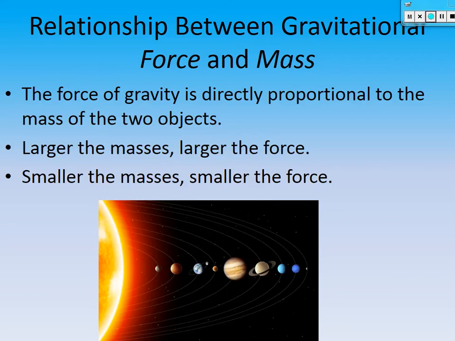The force of gravity is directly proportional to the mass of the two objects. Directly proportional, that just means as one goes up, the other one does what? Goes up. So as mass goes up, force of gravity goes up. The larger the masses, the larger the force. The smaller the masses, the smaller the force. Okay? So I've got a picture here of our solar system.